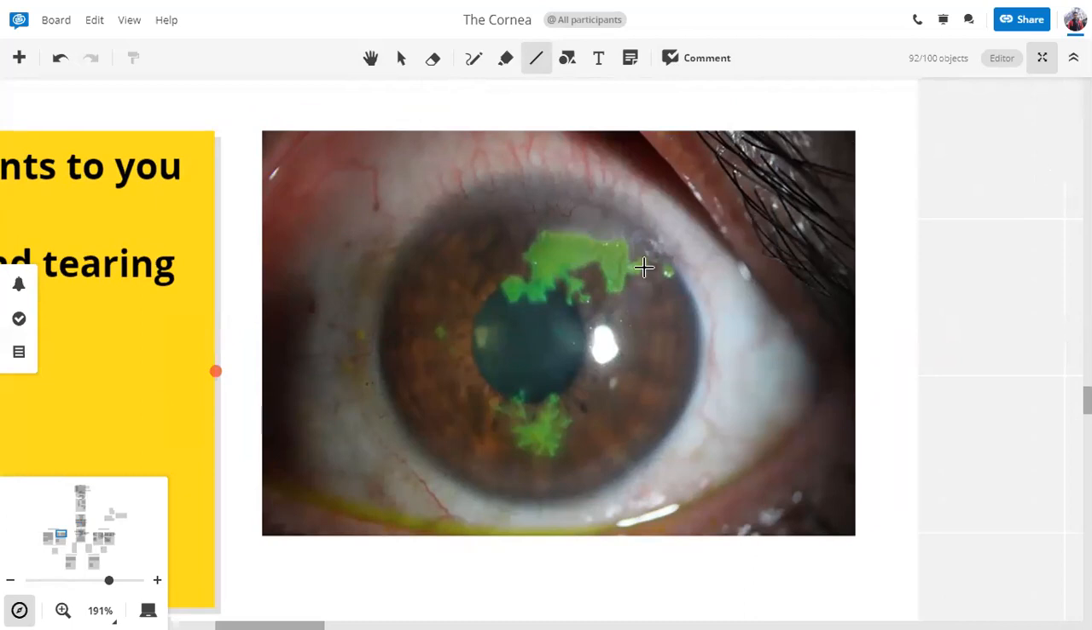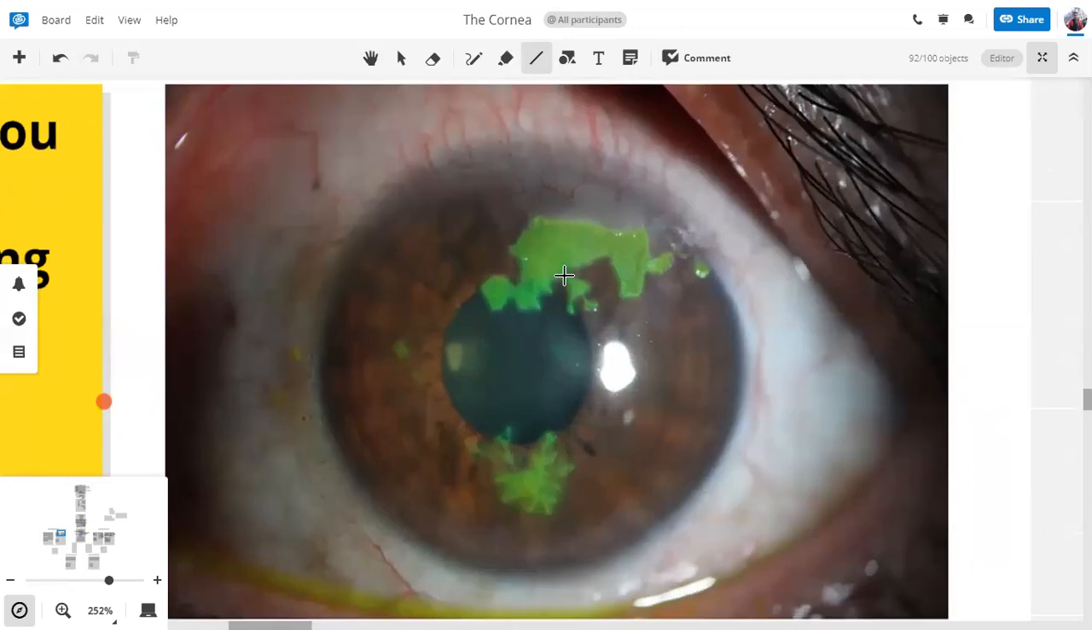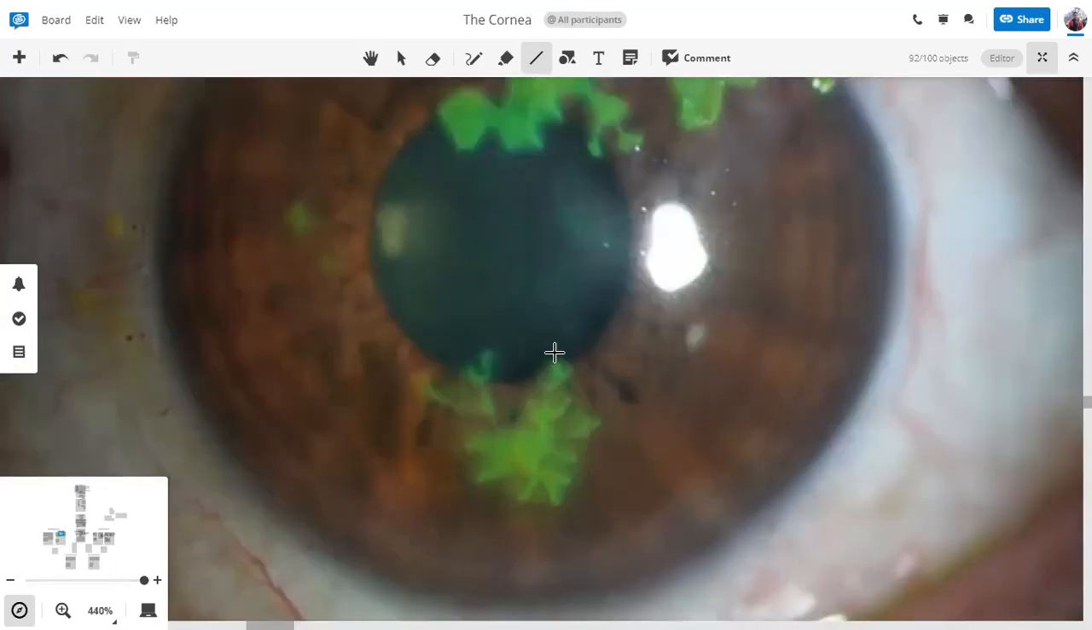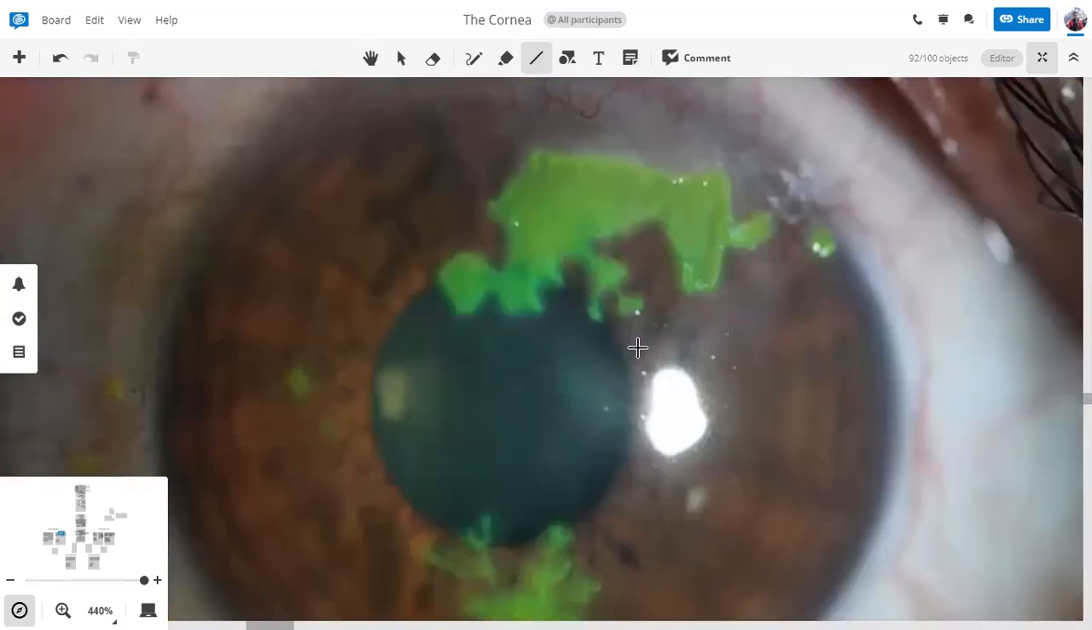Now look closely at this ulcer. The first thing you can appreciate is the color. It's green. Why is it green? Because of the stain, the sodium fluorescein stain. The sodium fluorescein stain is staining an area in the cornea, so it's a corneal ulcer. Look at the lesions. How are they different from the previous two we saw?